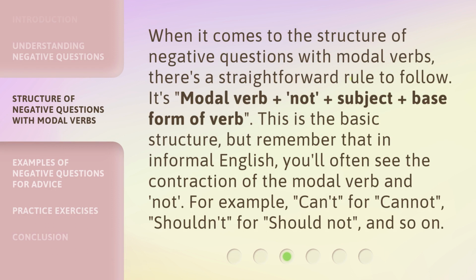When it comes to the structure of negative questions with modal verbs, there's a straightforward rule to follow. It's modal verb plus not, plus subject plus base form of verb. This is the basic structure, but remember that in informal English, you'll often see the contraction of the modal verb and not. For example, can't for cannot, shouldn't for should not, and so on.